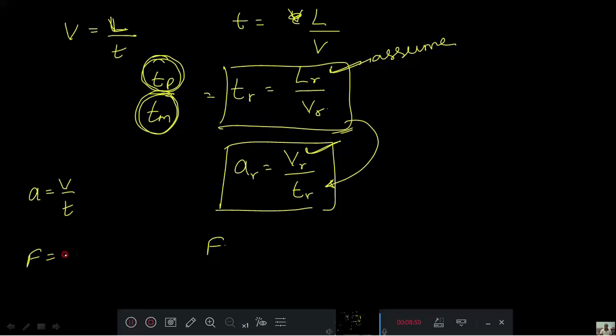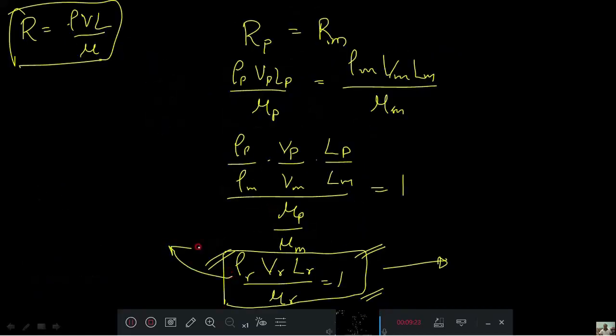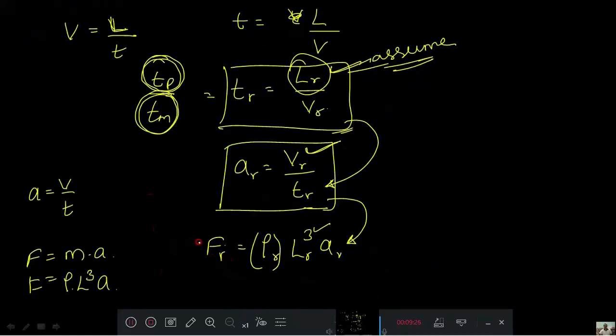Like that, if you want to scale down the force, what is the basic formula for the force? Force is mass into acceleration. Then what is the mass? Mass is density into volume. Volume means L cube, and this is the acceleration. Then the force ratio will be equal to density ratio, length ratio cubed, then acceleration ratio. And the acceleration ratio you have to substitute here. As I said, the length ratio, if it is assumed, then that's fine. Then this rho ratio, that is the density ratio, you should also get from here. Okay, then you can have the force ratio.